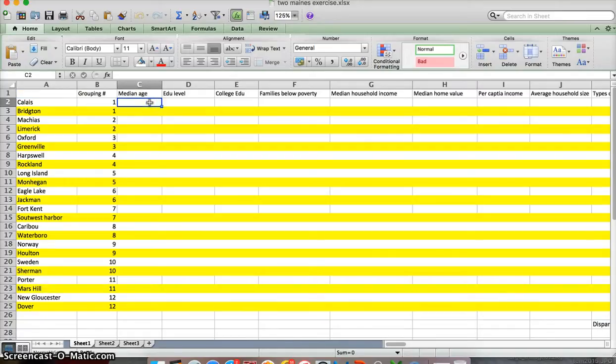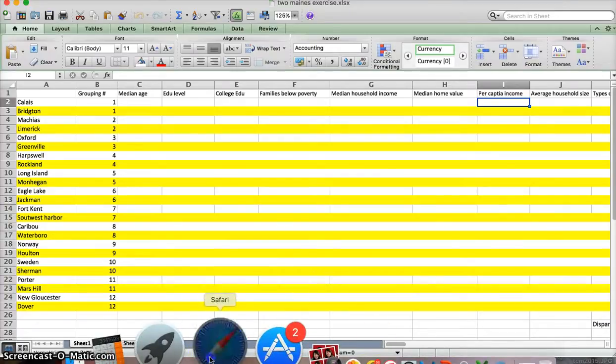So you put in what the median age is for Calais, and what the median age is for Bridgeton, the education level for both of them, and then do a comparison, saying yes, they're the same education level, or no, they're not the same, and then total those up and decide whether or not there are two Maines. So how do you do that?